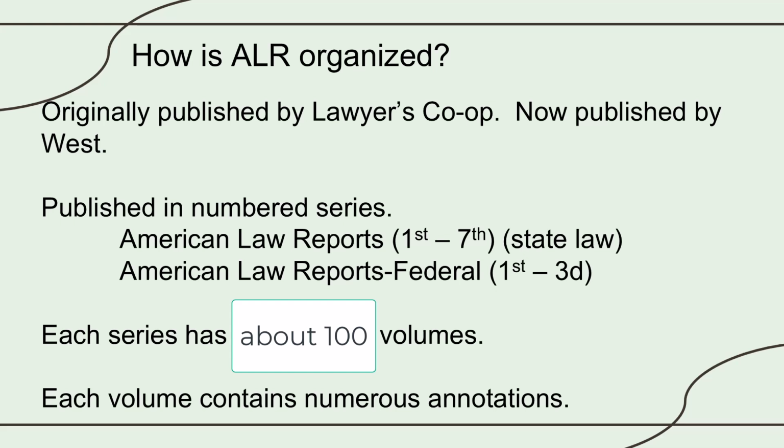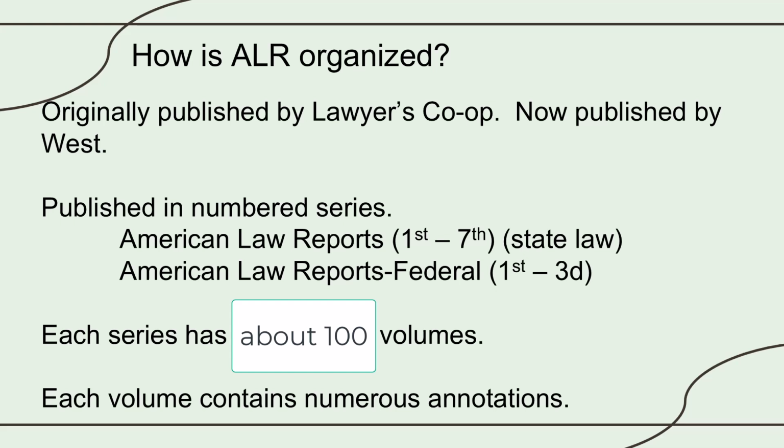It's published in a set of series. So there's the original ALR, then there's ALR second, ALR third, ALR fourth, and so forth. I believe the current series is 7th, but I suspect that 8th will be coming along any minute. There's a separate title called American Law Reports Federal that I believe they started in the 1970s, because I think it came out first when I was in law school. And it's now on the 3rd series, so it's ALR Federal 1st, 2nd, and 3rd.